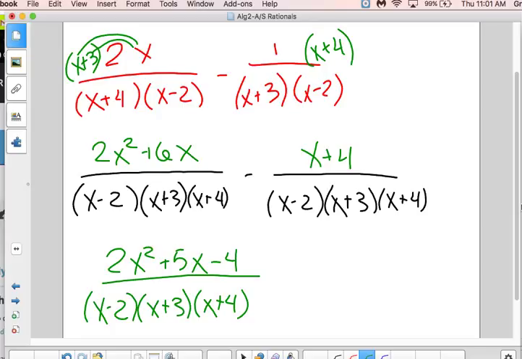So if we want to simplify this, now what would we have to do to the numerator? Factor it. So if it's going to be a 2x squared, what do our parentheses have to start with? 2x and x. We can't take the 2 out because of this 5 here in the middle. What do our signs have to be?